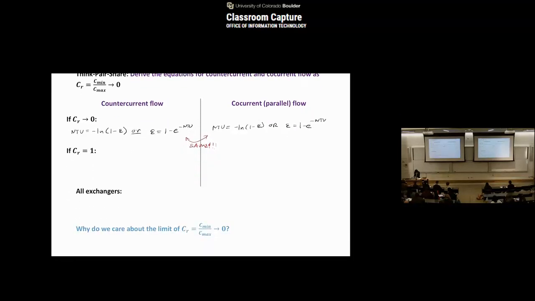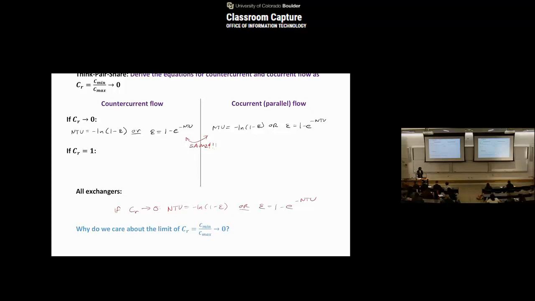Which means that we can then write for all exchangers, if our capacity coefficient ratio, C sub r, tends to 0, then we can just write NTU is equal to the negative natural log of 1 minus epsilon, or epsilon is equal to 1 minus e to the power of negative NTU. Great job on those derivations.